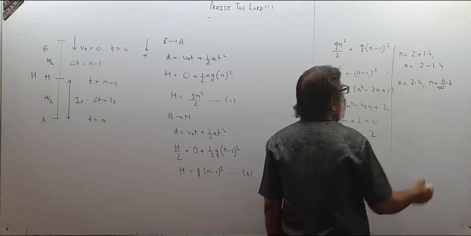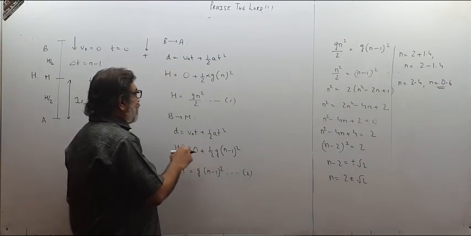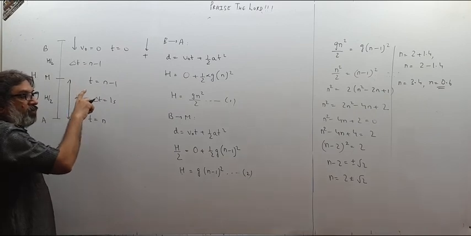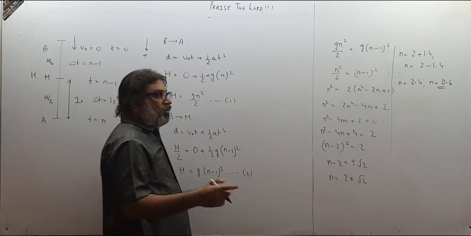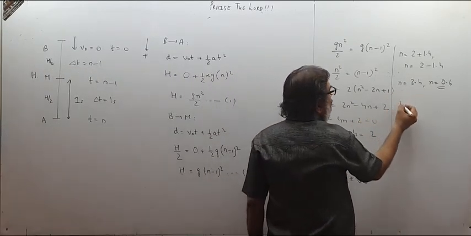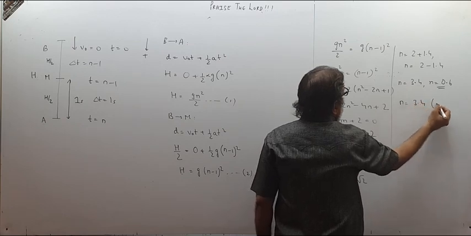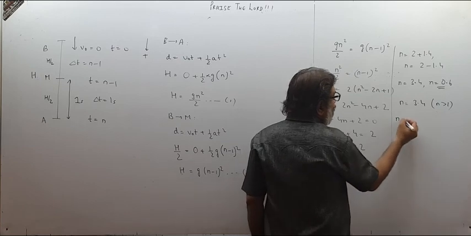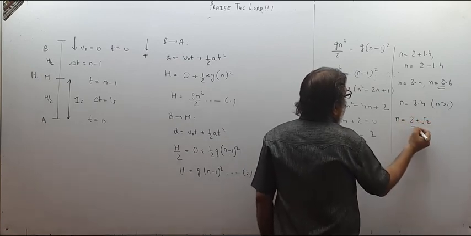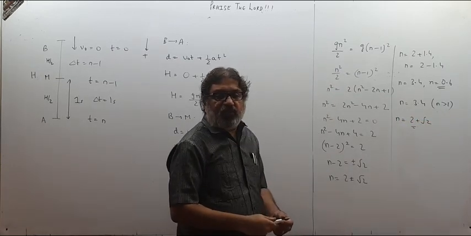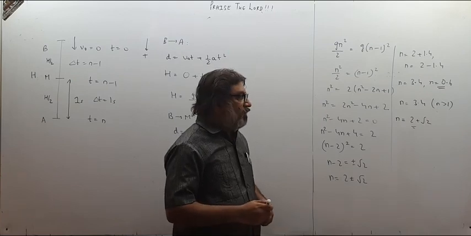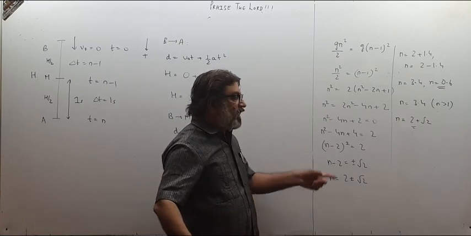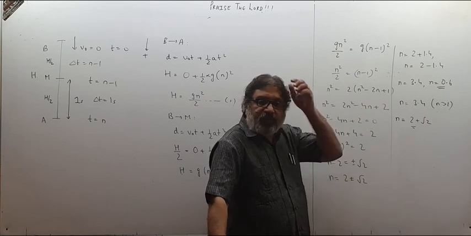Now n cannot be 0.6, children, because already 1 second is taken over here. That means the total time is definitely more than 1 second. N cannot be this, therefore n will be only how much? 3.4, because n is more than 1. That means the accurate answer is 2 plus root 2. Root 2 we took as 1.4 only to judge which is possible. Now once you know, only the plus option will come. So the right answer is 2 plus root 2, not 3.4.